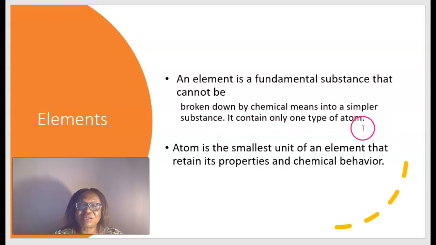So what is an atom? An atom is the smallest unit of an element that retains its properties and chemical behavior. So when you break an atom, you will not have the property of the element again.